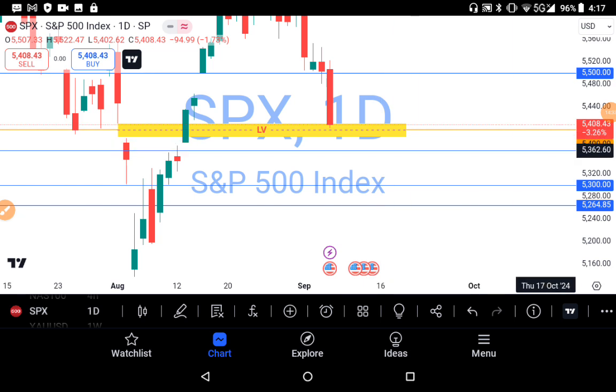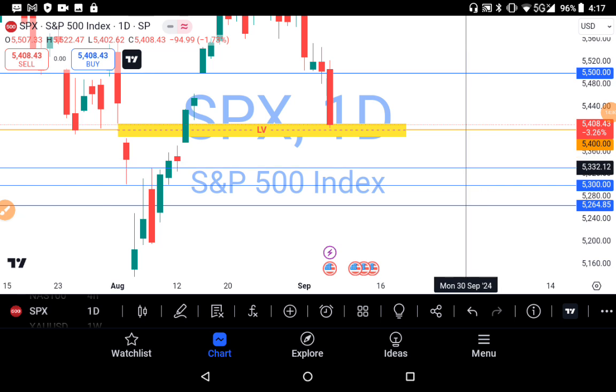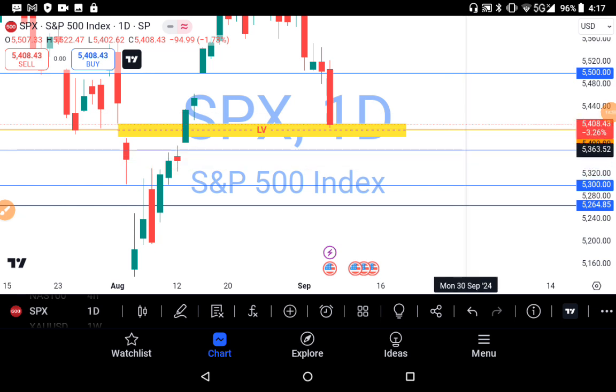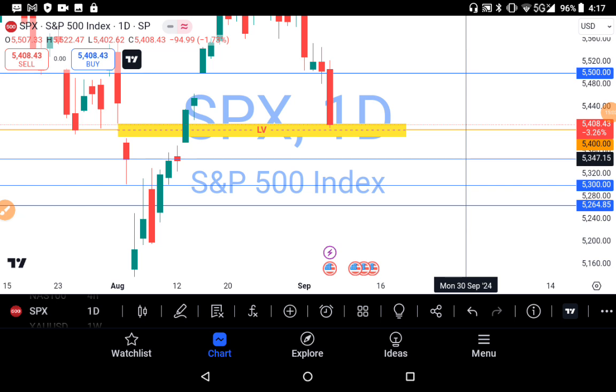support around 5,400. If the market price finds support around 5,400, we are going back into 5,500. But if the market price does not find support around the area and that level turns into a kind of resistance, then I'll be coming into 5,350. But if 5,400 serves as a support of the price, then from 5,400 we'll be going back into 5,500.